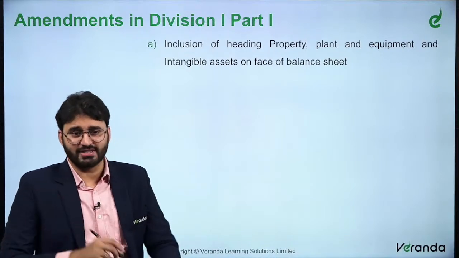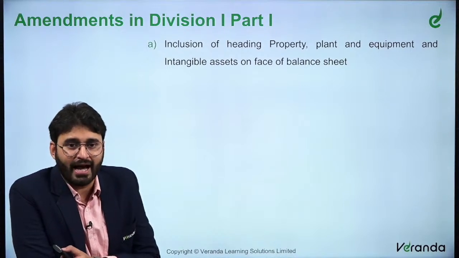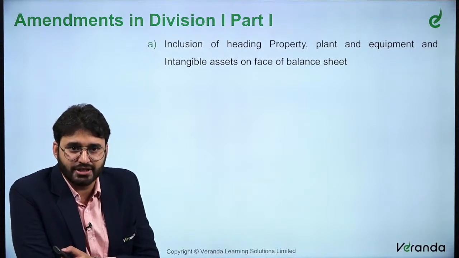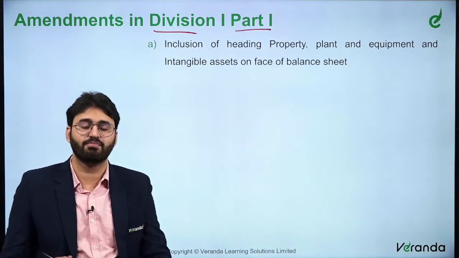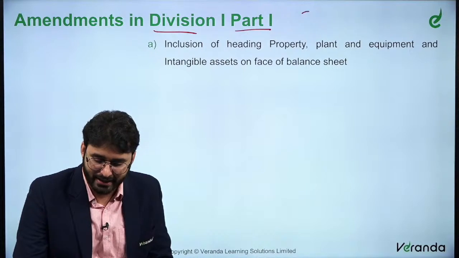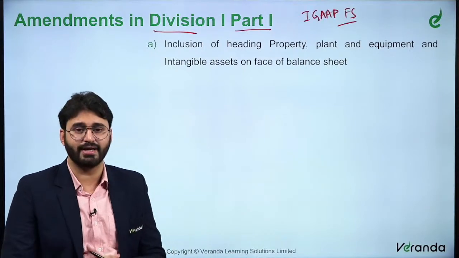Now, the first amendment is a very simple one. Inclusion of heading property, plant and equipment and intangible asset on the face of the balance sheet. These amendments are in Division 1 Part 1, which is basically your IGAAP financials, yes or no, it is the IGAAP financials.